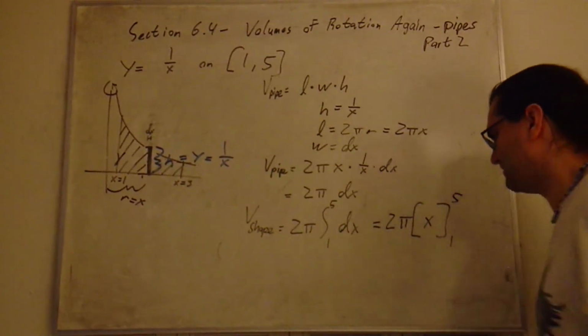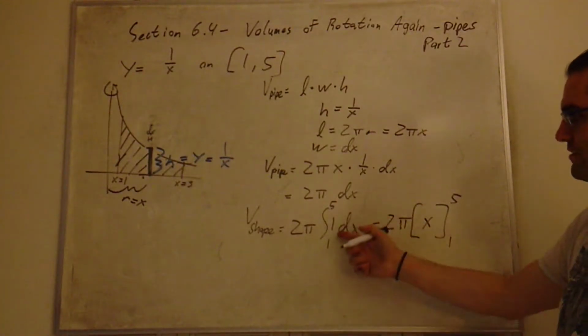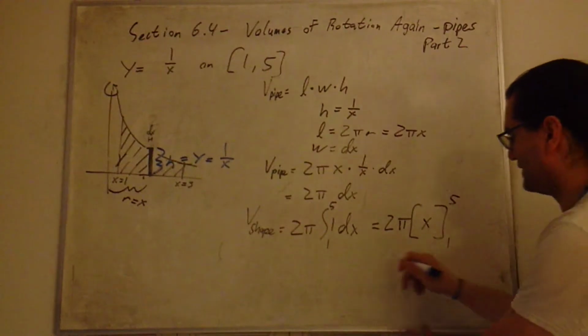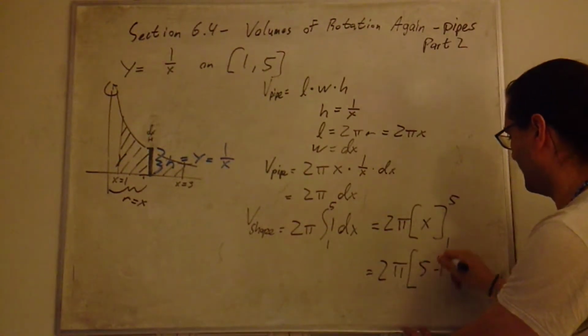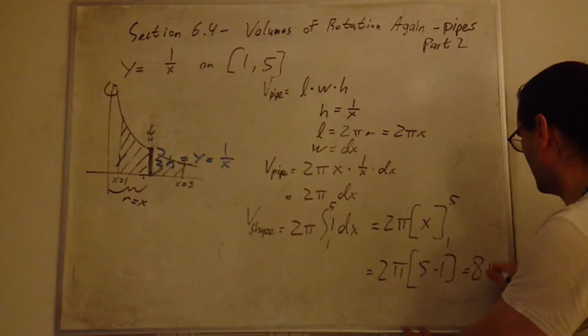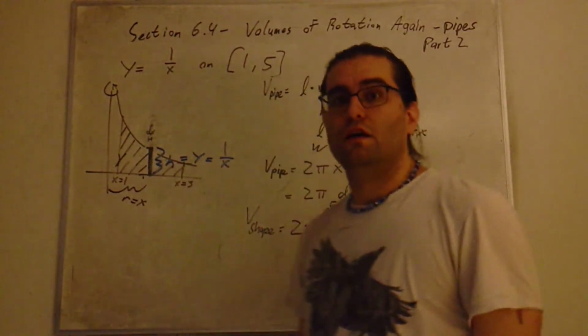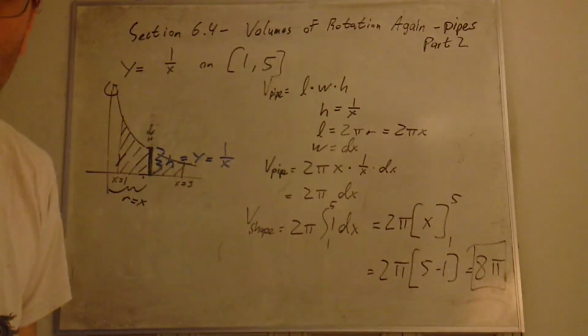from 1 to 5. Or you could, if you want to think about there being a 1 in here, you can. The antiderivative of 1 is x. However you want to think about it, you get an x here. So this is 2 pi times 5 minus 1, which is 8 pi. And we're at 5 minutes and 30 seconds.